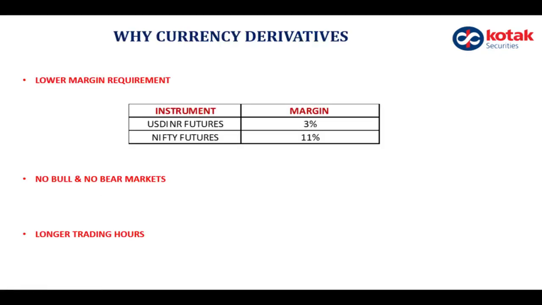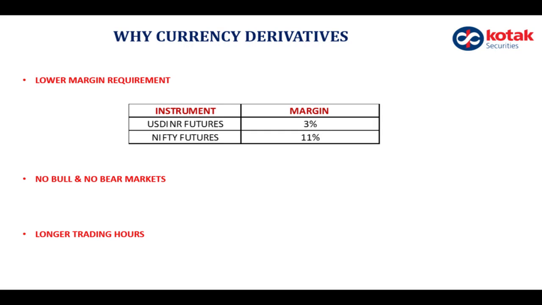Now, a natural question comes, okay, fine, this market is large, everybody participates, but why should I be interested as an individual investor or an individual trader? Three reasons. One is lower margin requirement. This is a big thing. In dollar rupee, the margin requirement is 3% or less. If I take Nifty futures, it's 11%. For some stocks, it could be as high as 25%.